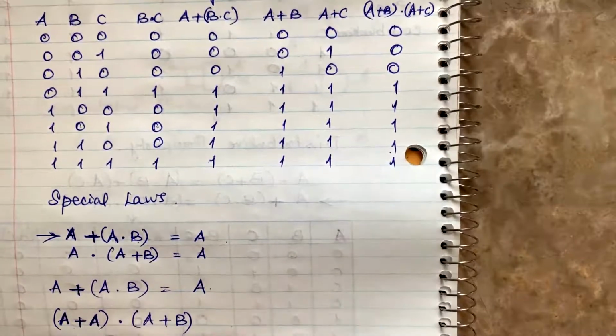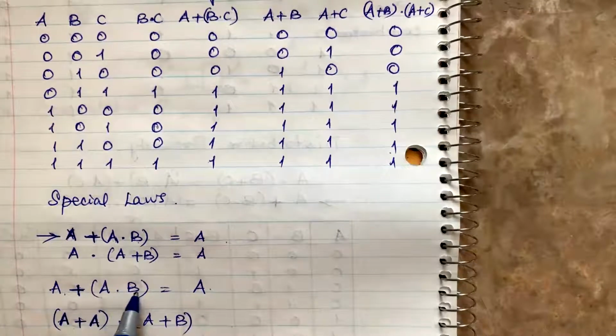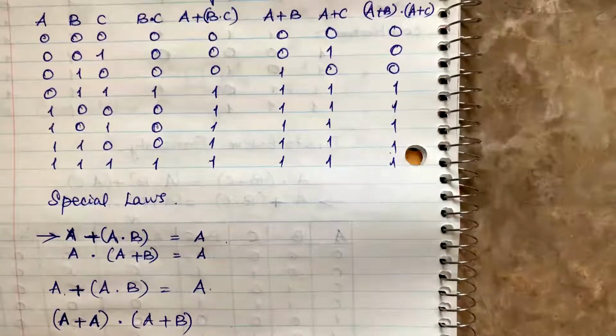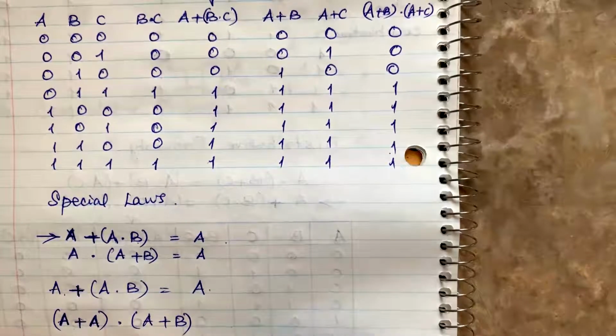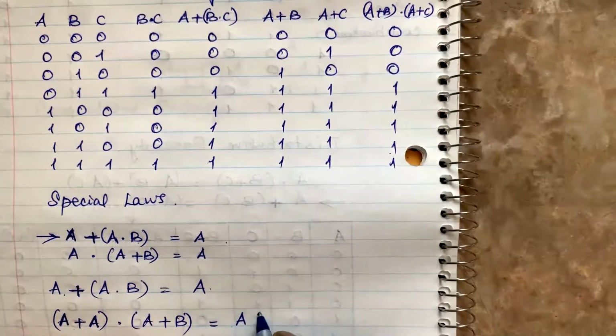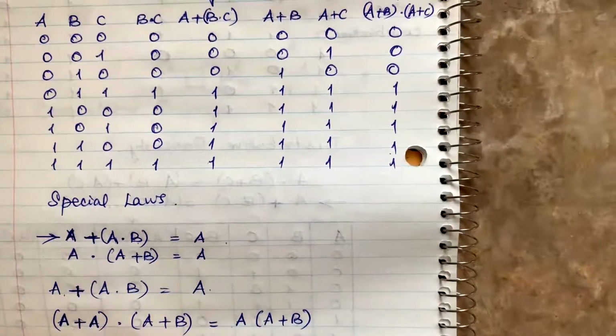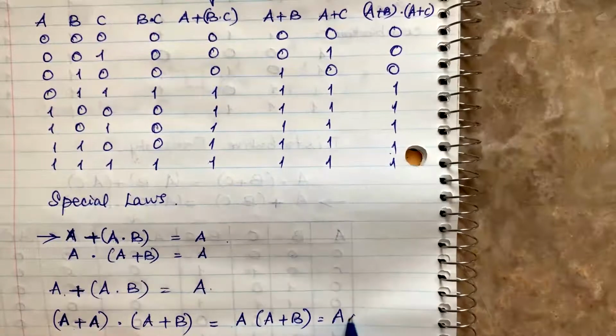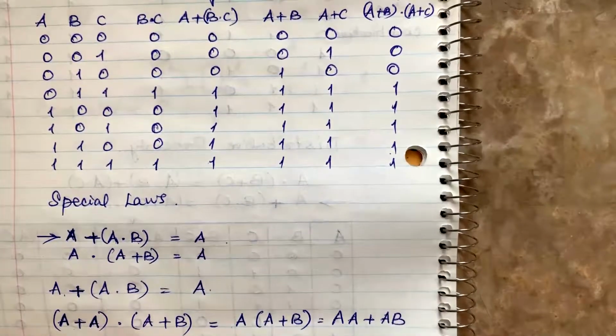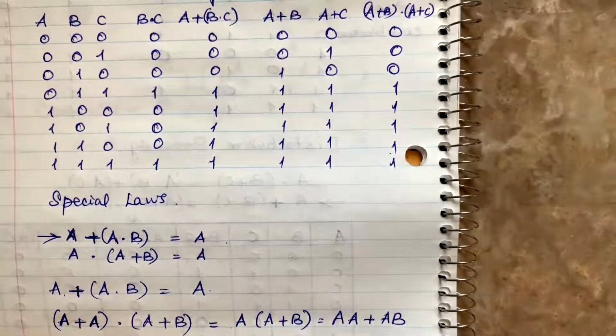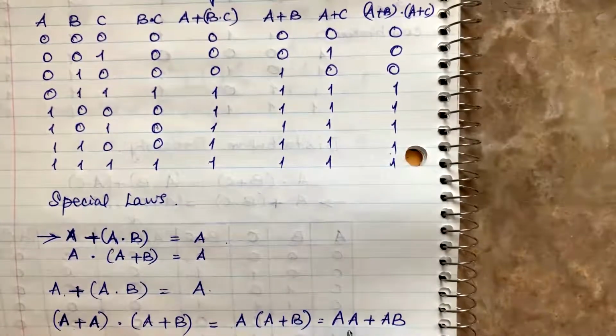See, at this step, what I'm going to do, A plus A dot B I have, right? This is equal to A dot A plus B, right? This is AA plus AB, right? When I multiply, AA plus AB will be equal to A plus AB, right? A plus AB.